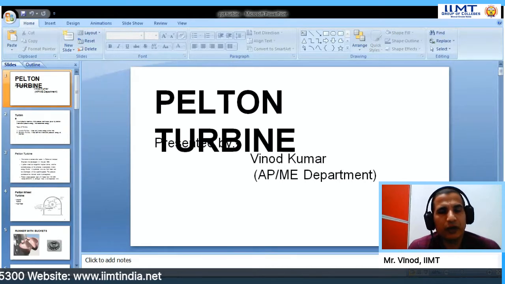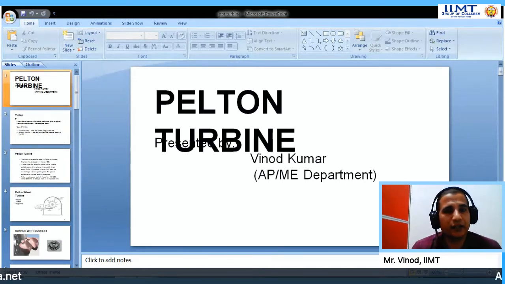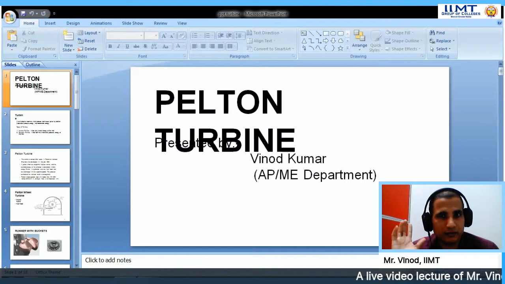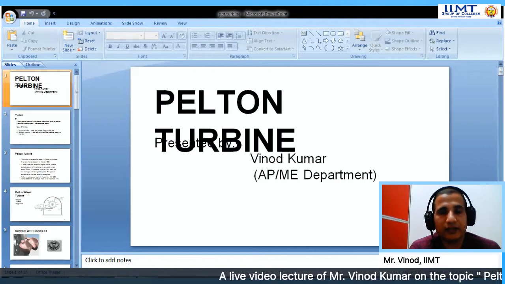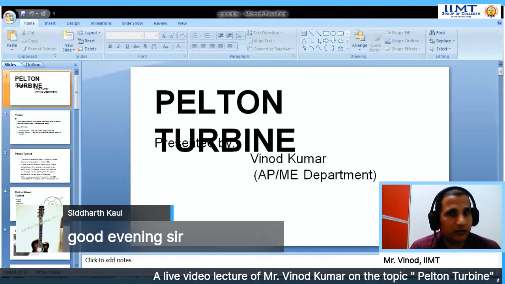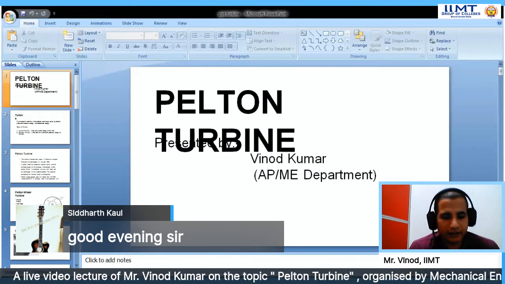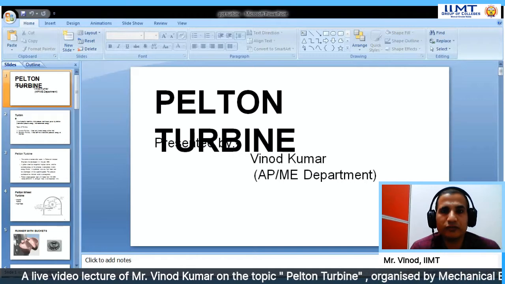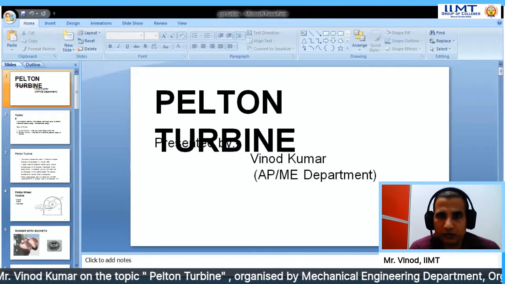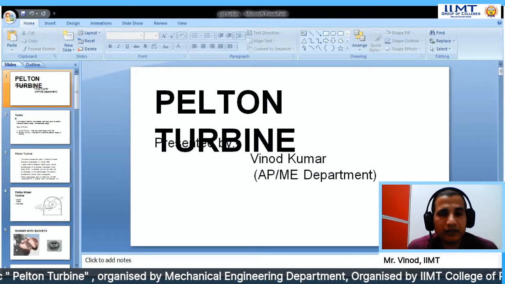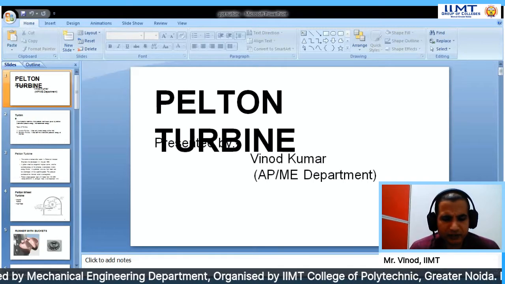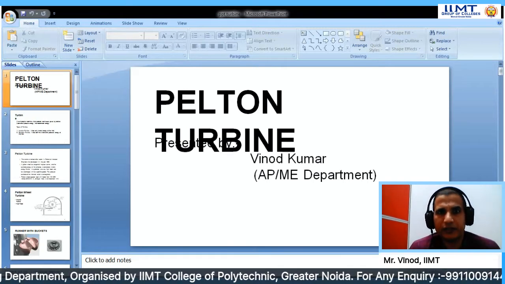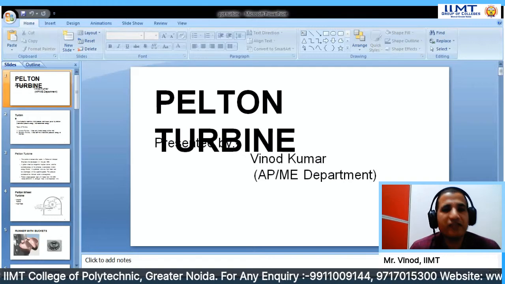This penstock has two ends. One end is connected to the dam at the hill, and another end is connected to the inlet of the Pelton turbine. And this inlet consists of two things. One is the nozzle, converting nozzle, and another one is the sphere. Sphere is located in the nozzle. What is the function of the nozzle?